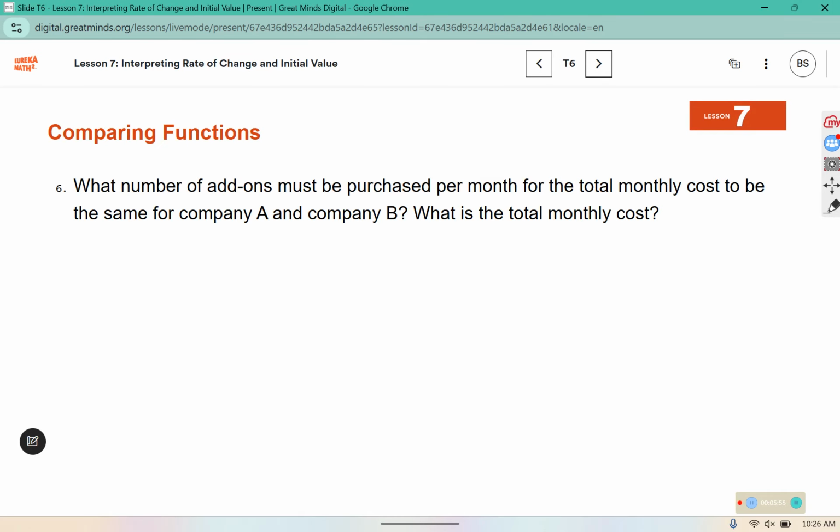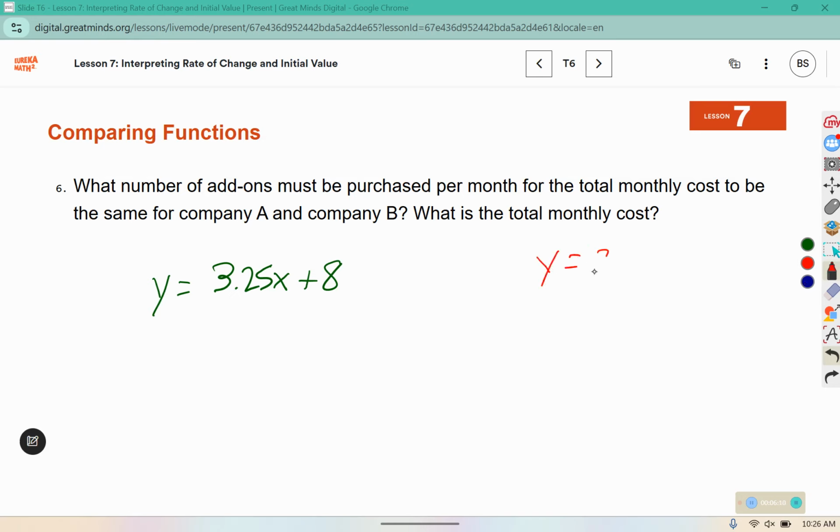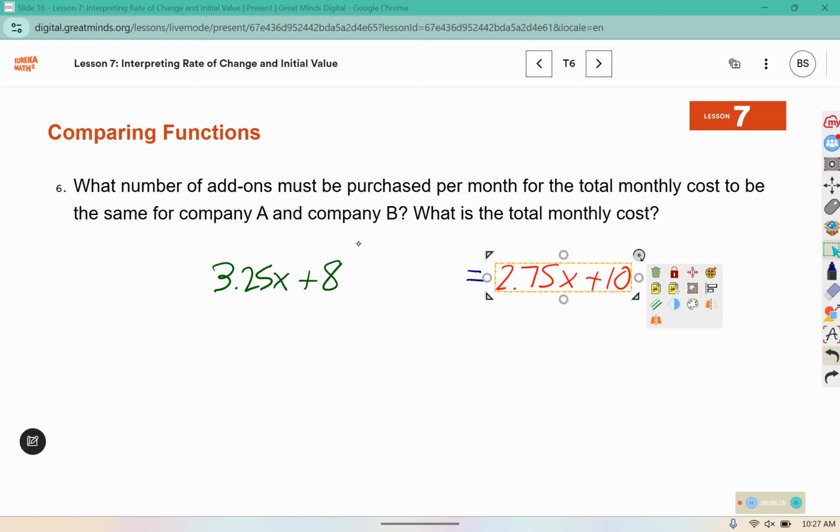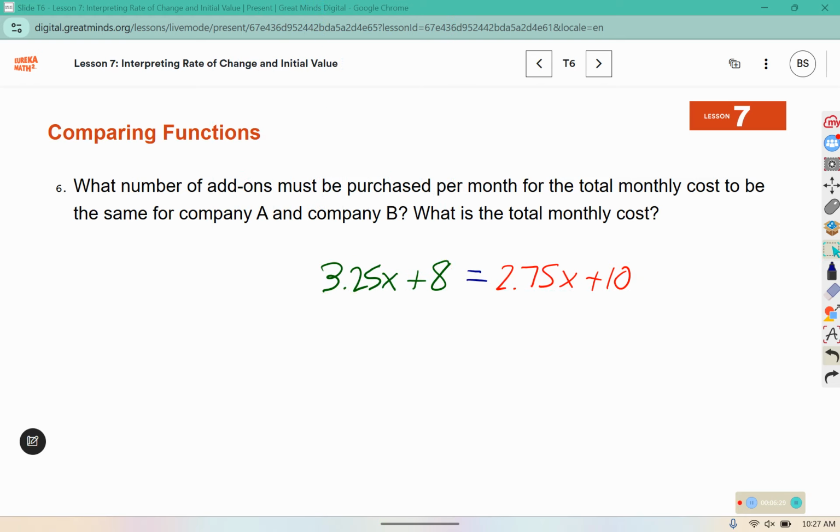What number of add-ons must be purchased per month for the total monthly cost to be the same for Company A and Company B? So Company A used 3.25x plus 8, and Company B is 2.75x plus 10. Since these are both equal to y, we can use the substitution method and set them equal to each other. Then we're going to solve it for x.